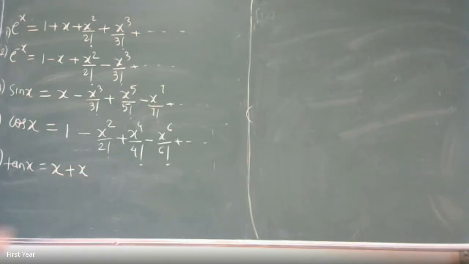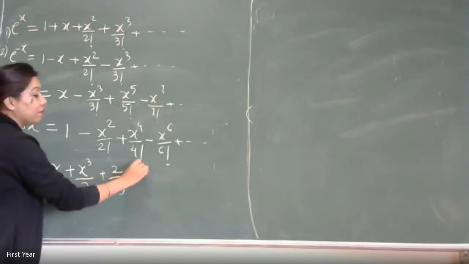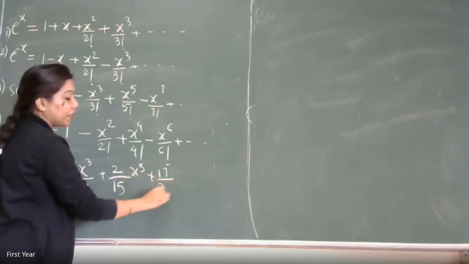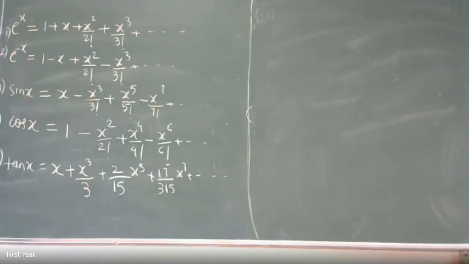x plus x cube by 3 plus 2 by 15 x raised to 5 plus 17 by 315 x raised to 7 and so on. Coefficients are not simple, but this is easy to remember. x cube by 3, 2 by 15 - if you remember it properly, then no other expansion has this coefficient. That's why that will be your answer. Only tan x expansion is possible, and that should be properly remembered.